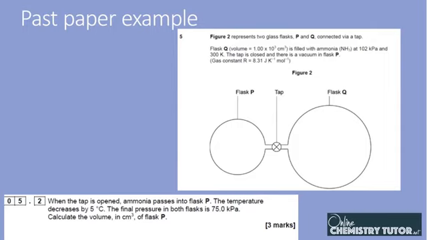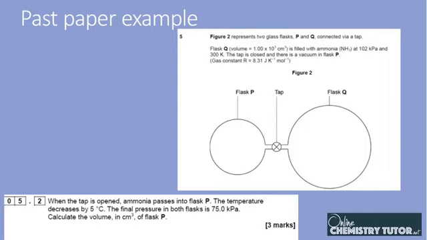The tap is opened. Ammonia passes into flask P. The temperature decreases by 5 Celsius. The final pressure in both flasks is 75.0 kilopascals. Calculate the volume in centimetres cubed of flask P.